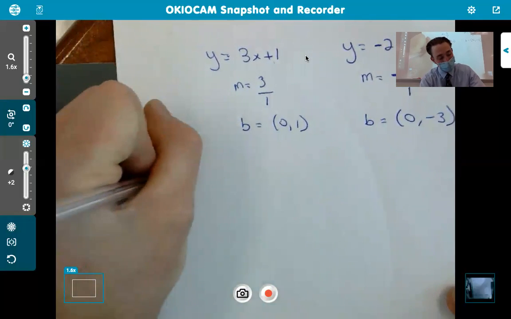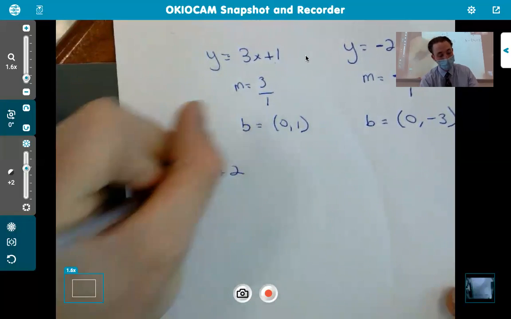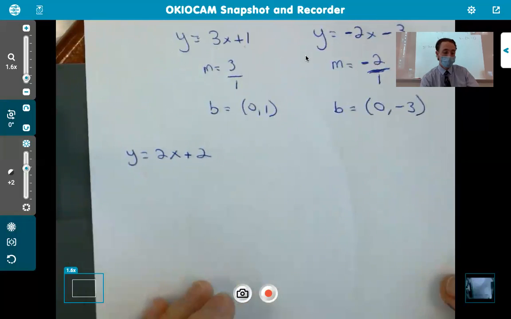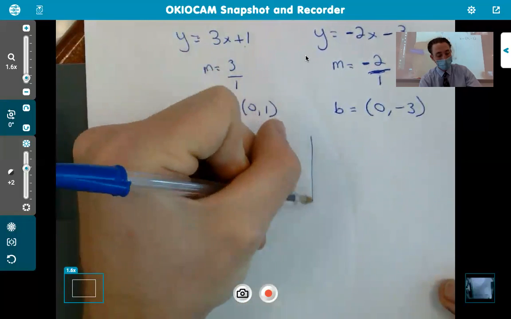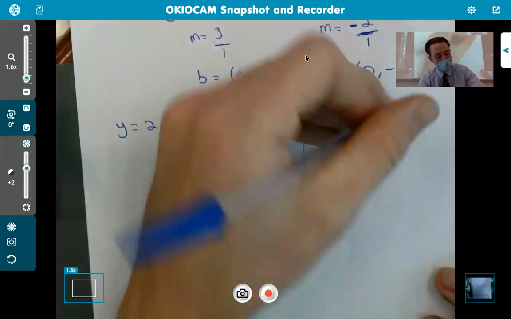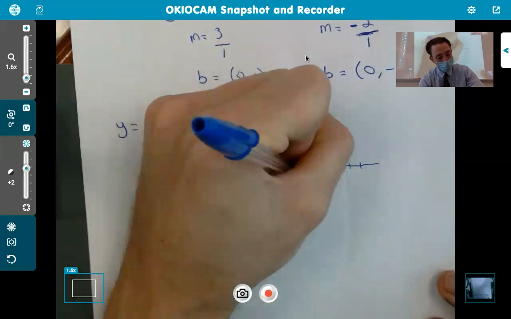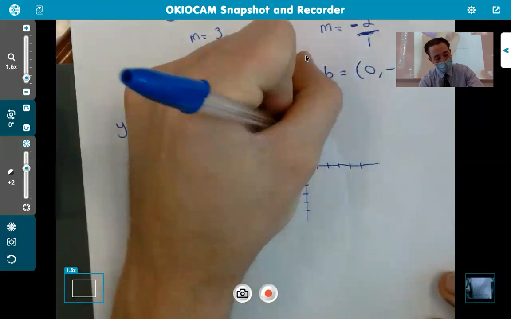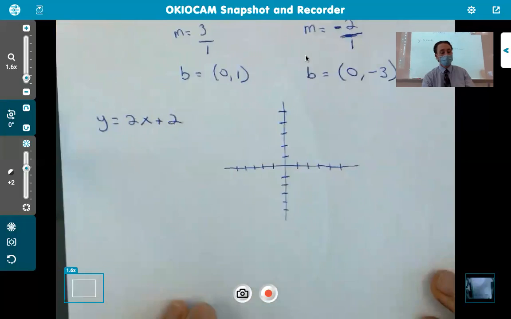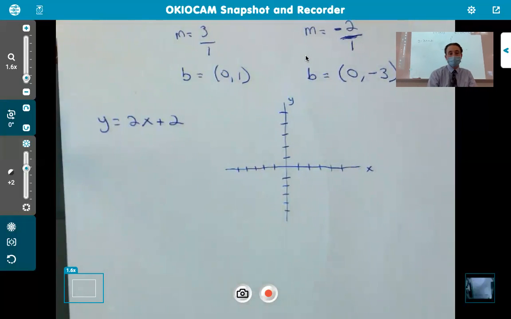So we're going to do two examples. I'll walk you through the first one, and then we'll do the next one a little bit more collaboratively. All right. So I'm just going to create a little XY plane here to help me out. And I'm graphing the equation y equals 2x plus 2.